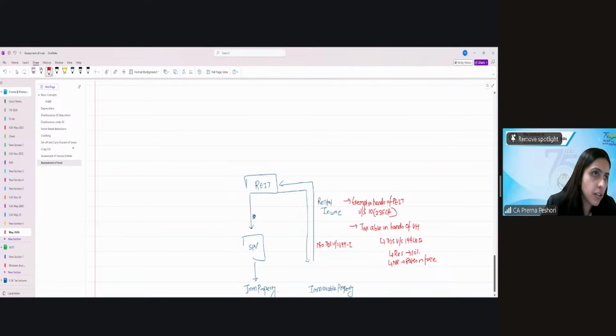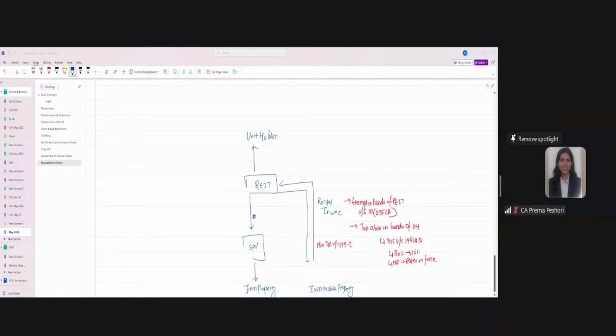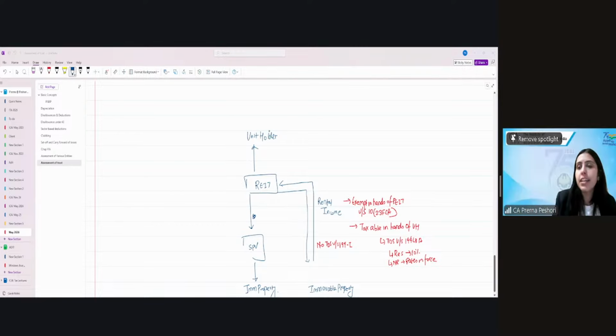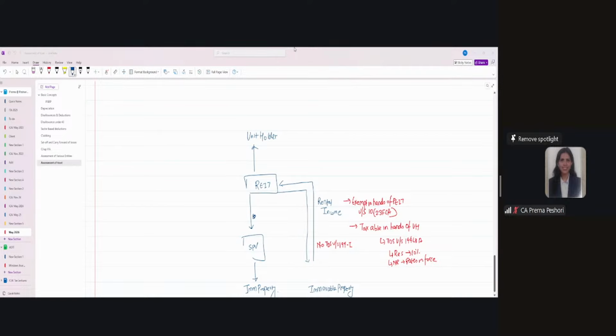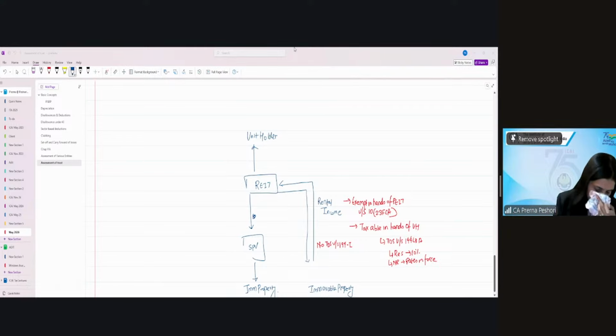In the hands of the unit holder, how will this income be characterized? Same manner, same proportion as that of REIT. So, what is the nature of the rental income? Under which head do you tax it or characterize it? Ma'am, residential house property, we had read in PGBP that it will be taxed under income from house property only, even if it is for business also. Correct.